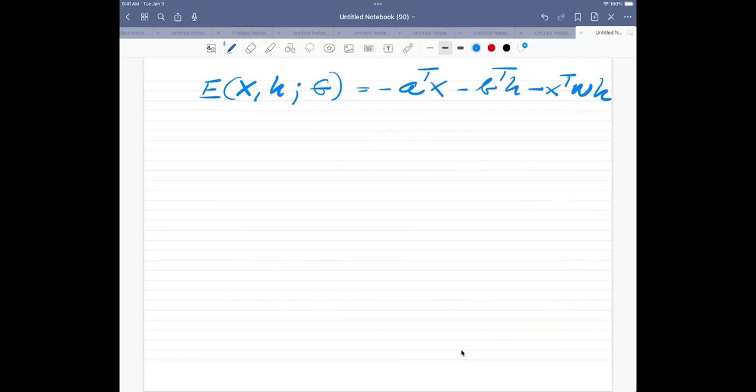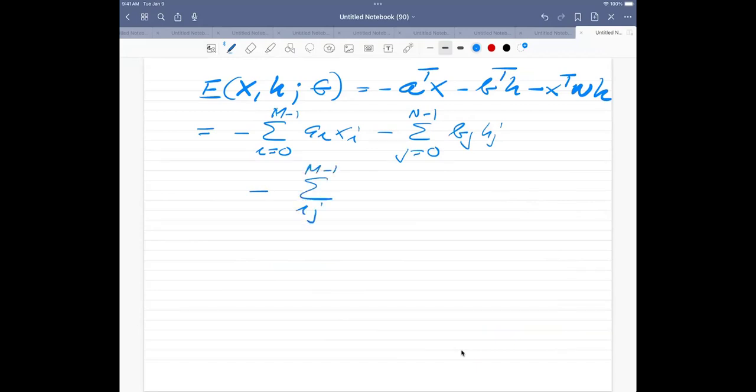Because the only thing I'm doing is rewriting these sums, which previously were simply i equals 0 up to m minus 1 of a_i x_i, and then minus the sum over j equals 0 up to n minus 1 of b_j h_j, and minus the double sum of x_i w_ij multiplied with h_j. So this is just a more compact notation. And now you see that the original notation which I introduced, with subscripts on x_i and h_j, is something I need to change for this specific model.